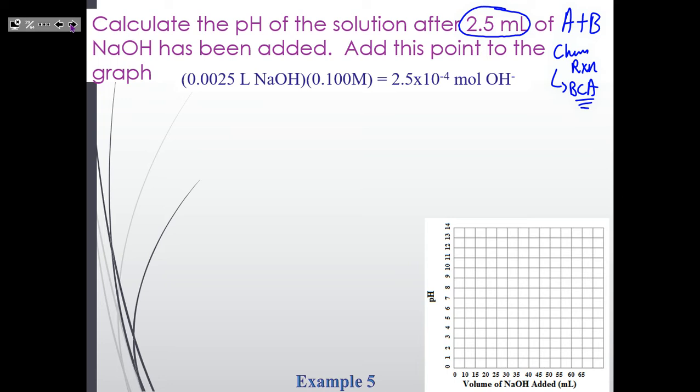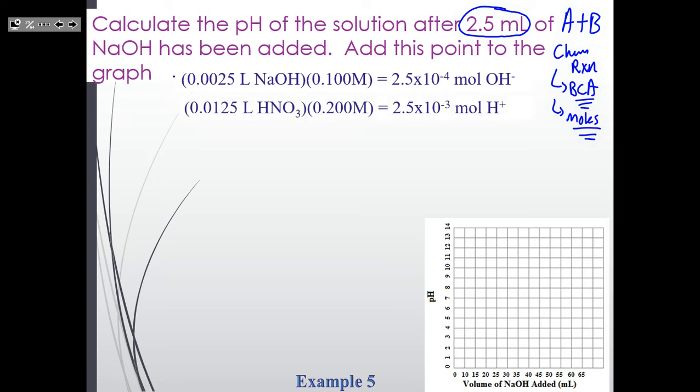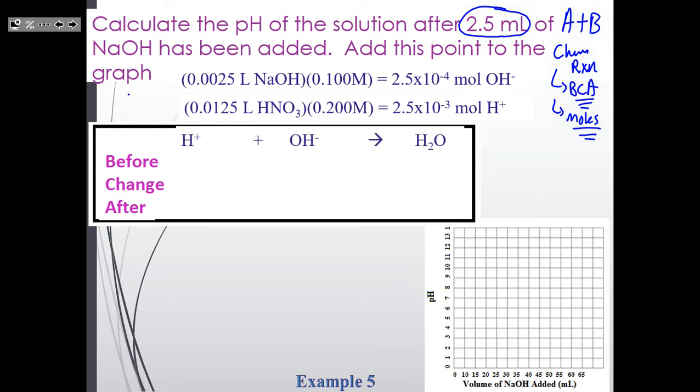If we're going to use a BCA table, you might also remember that we need moles of all of our substances. So we're going to calculate using our volume and concentration of our titrant to get 2.5 times 10 to the negative fourth moles of hydroxide. And we're going to do the same thing with our 0.2 molar solution of nitric acid. So we're going to calculate 2.5 times 10 to the negative 3 moles of H plus. We're going to be able to use this in our BCA table.